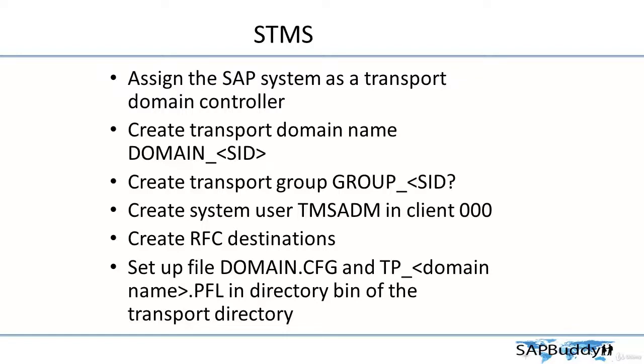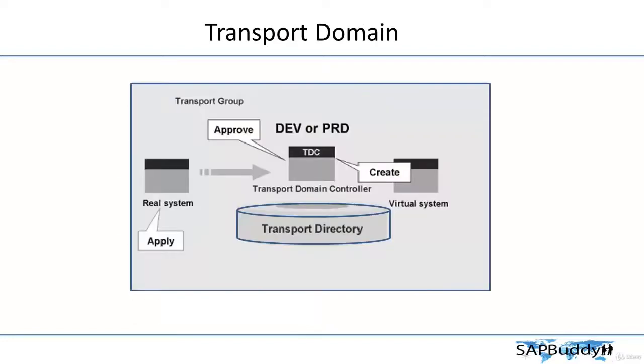Now we need to understand the steps involved in the TMS configuration. Let us see how we can add an SAP system to an existing transport domain. In order to add a new SAP system to an existing domain, you must perform the configuration activity both in the new system as well as in the existing transport domain.